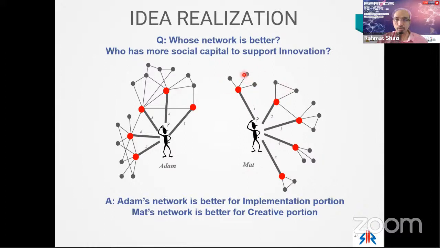And that is what we need to generate ideas. Remember idea generation that Dr. Haziq mentioned? So these kinds of networks are more useful for the creative part. But Adam's networks are better for implementation. So Adam has more social capital for implementation. Matt has more social capital for the creative portion. So we need to understand this, so we can manage the innovative idea as it tries to become an innovation.